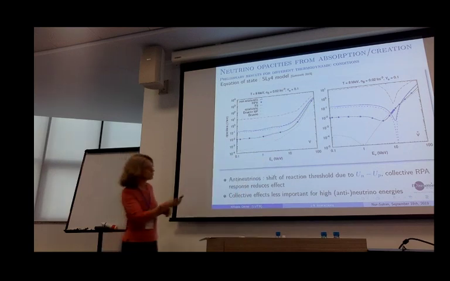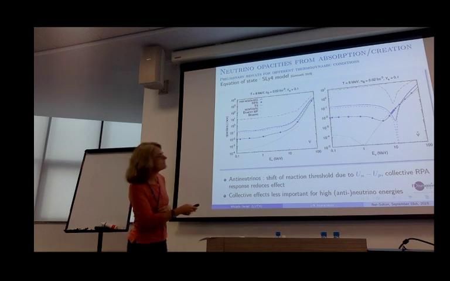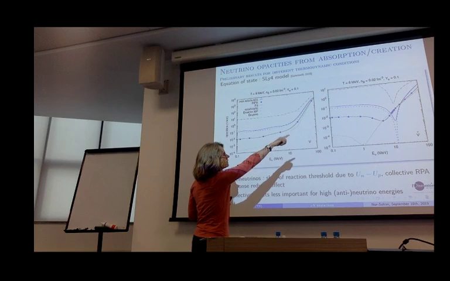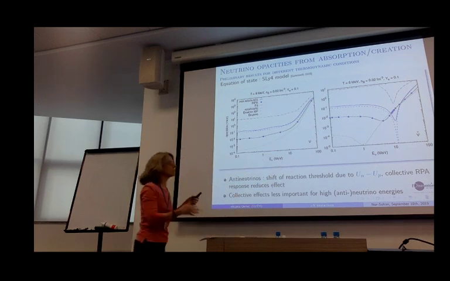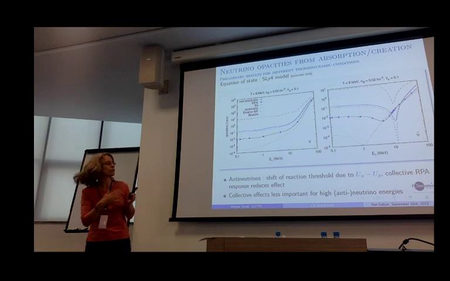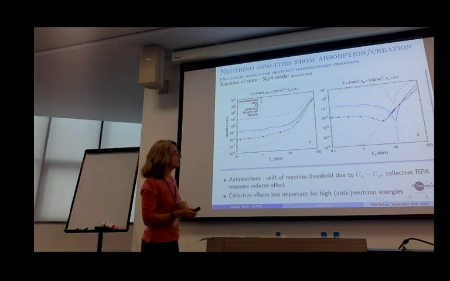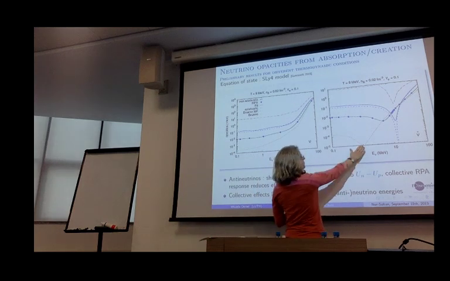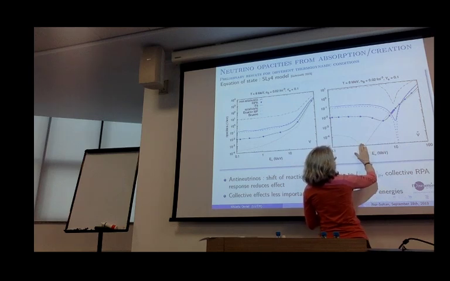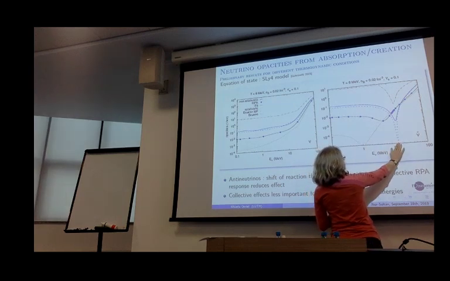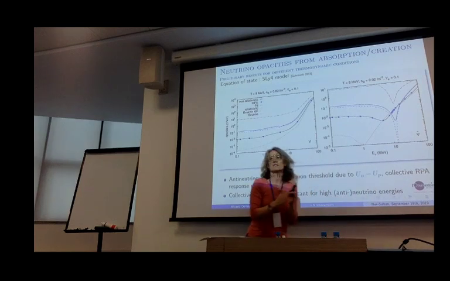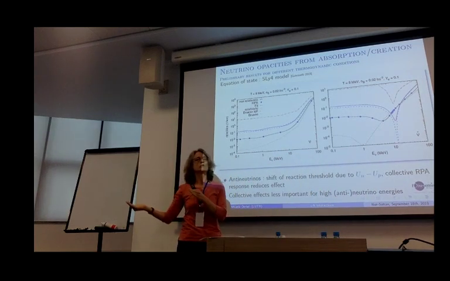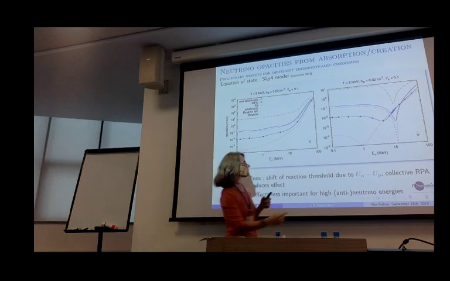And for the antineutrinos, you have this pronounced minimum in all the curves, which corresponds to the reaction threshold. This minimum, the reaction threshold from the vacuum without any nuclear interaction, and the mean field correction will have a shift to much higher energies. And this shift you can understand, it's just the difference between the neutron and proton potentials. So here you have the minimum here.